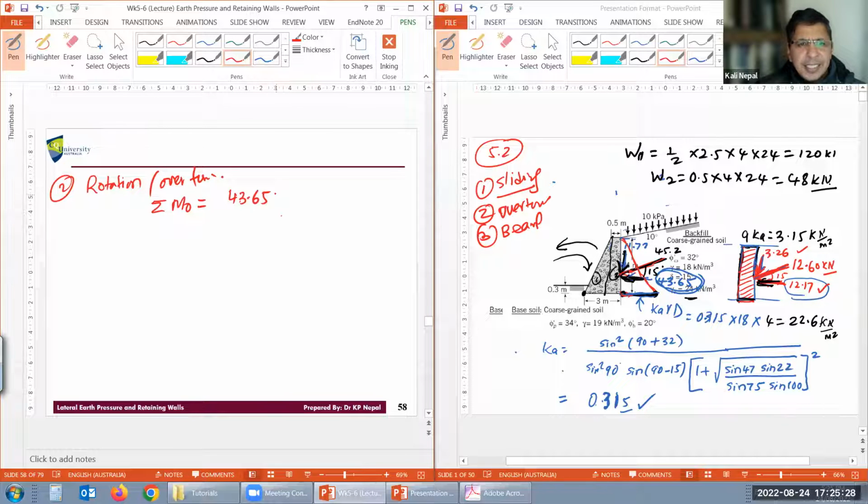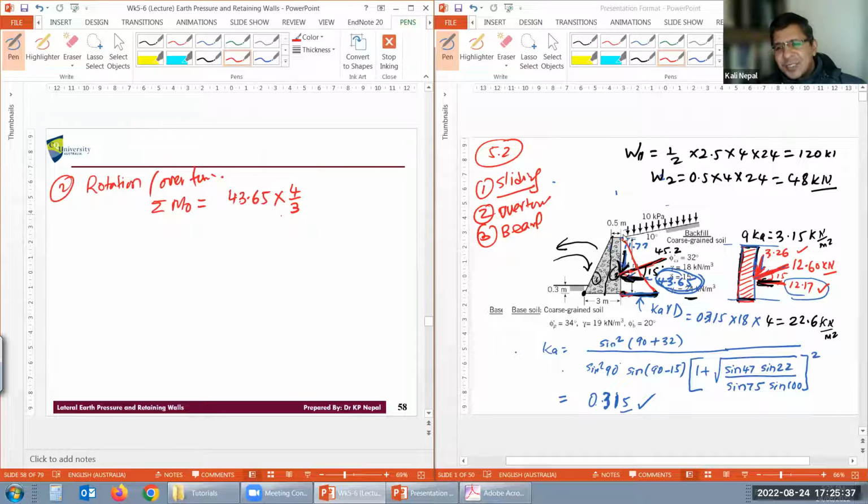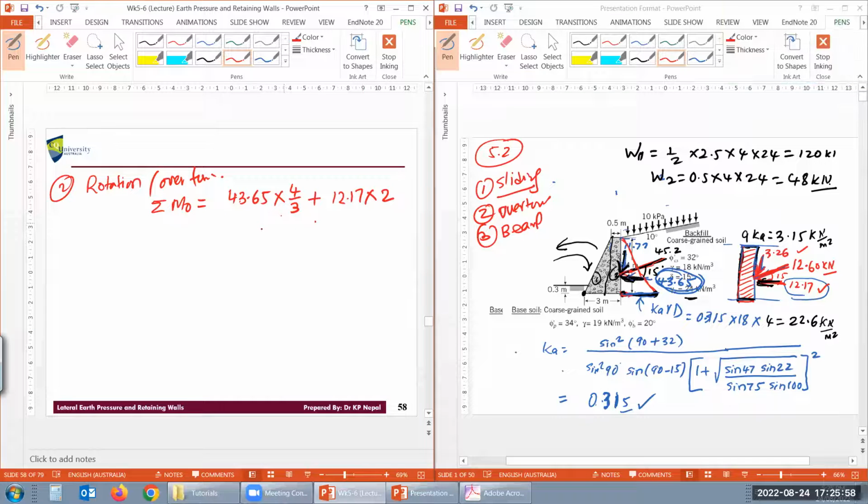How far is it acting? You need to multiply. How far? 4 over 3, 4 by 3. Good, because that's 1/3 of the triangle, right? But for the other one, it acts in the center, right? Plus another is what? 12.17 multiplied by what? 2? How did I get 2 there? Because that X in the center is a rectangle, right? The center acting point is in the center, right? So that's it.